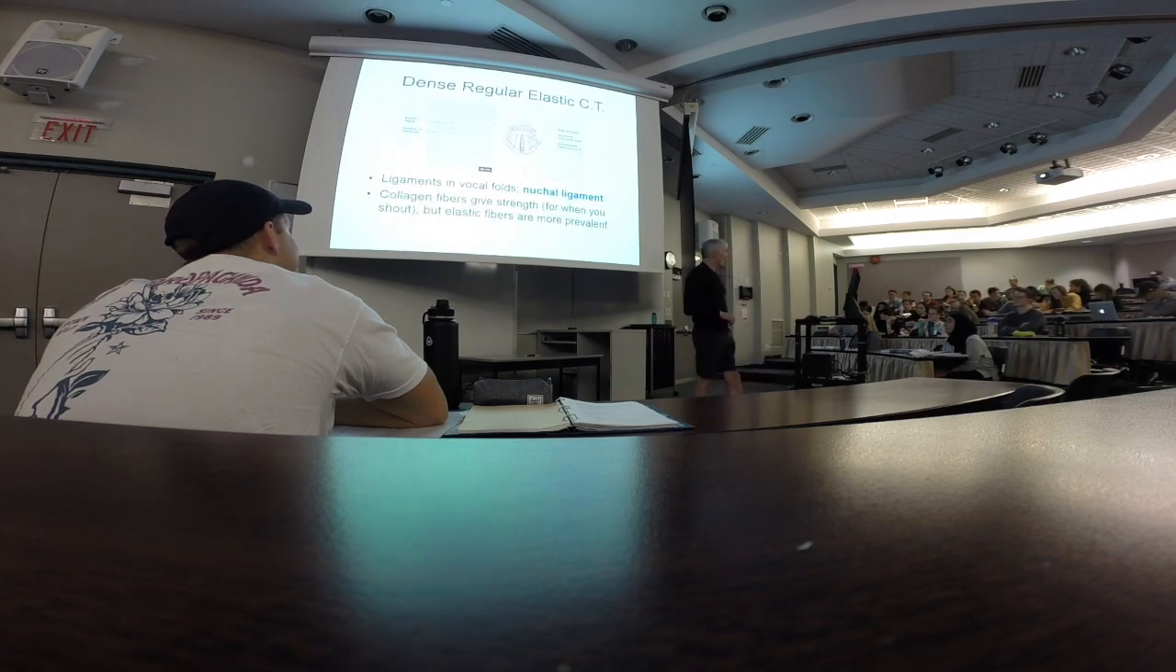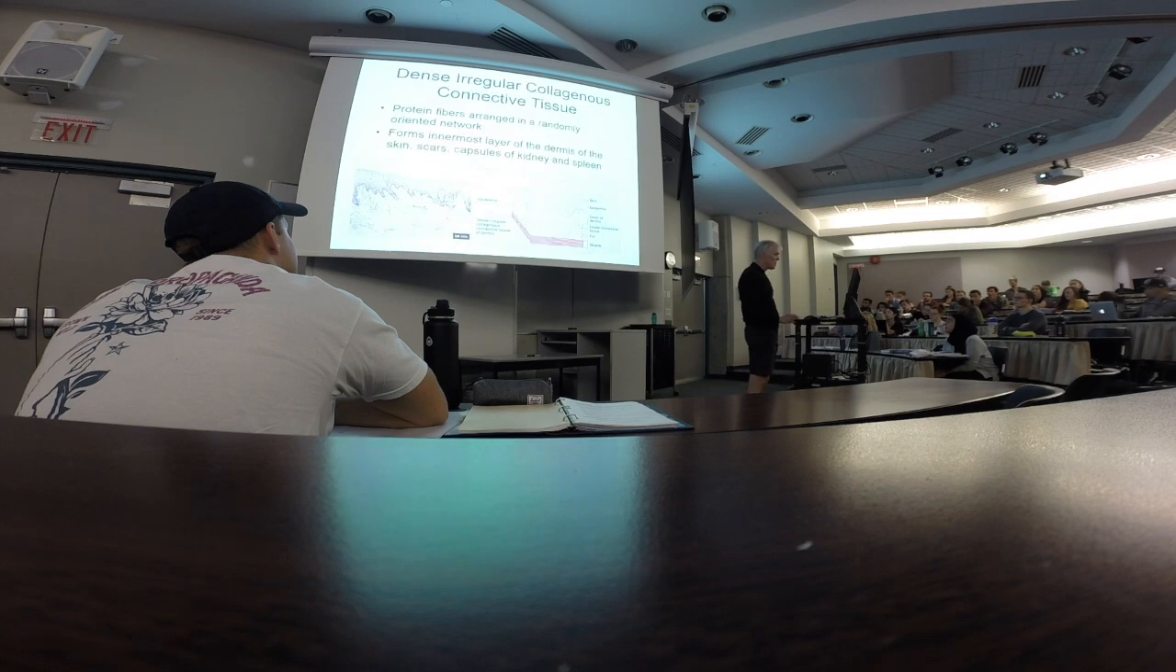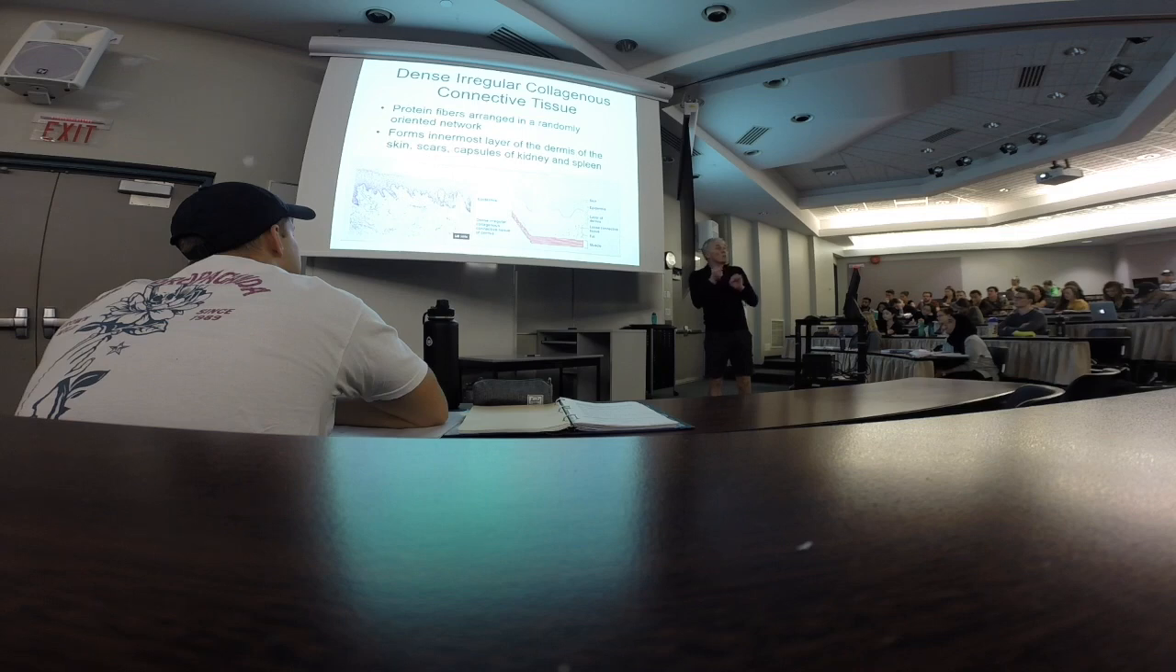So dense regular elastic tissue. We know that dense elastic can be used in the vocal folds of the body. It's, of course, elastic fibers. They're useful. Dense irregular in the skin, remember from the lab, dense irregular connective tissue, fibers orientated in every direction, meaning that the tissue is strong to pull in any direction.